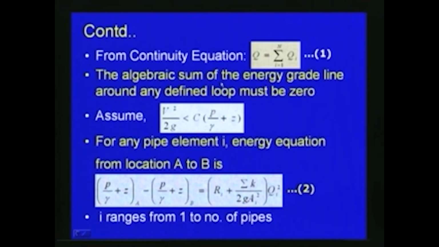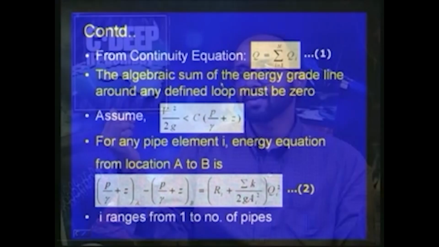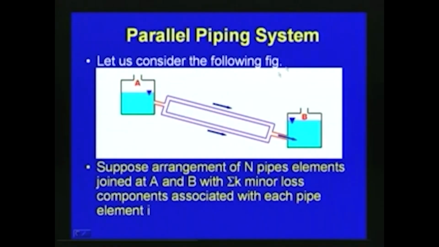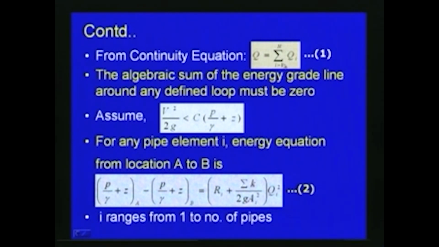Here also we can use the continuity equation and then the energy equation, same as before. From the continuity equation, the total discharge Q is equal to the sum over I equal to 1 to n of Q I. When we consider 1, 2, 3 pipes, the total discharge should be equal to the discharge in pipe 1 plus pipe 2 plus pipe 3, like that. So, Q is equal to sigma I equal to 1 to n Q I, and the algebraic sum of the energy gradient line around any defined loop must be 0. As we have seen, we can apply the energy equation.